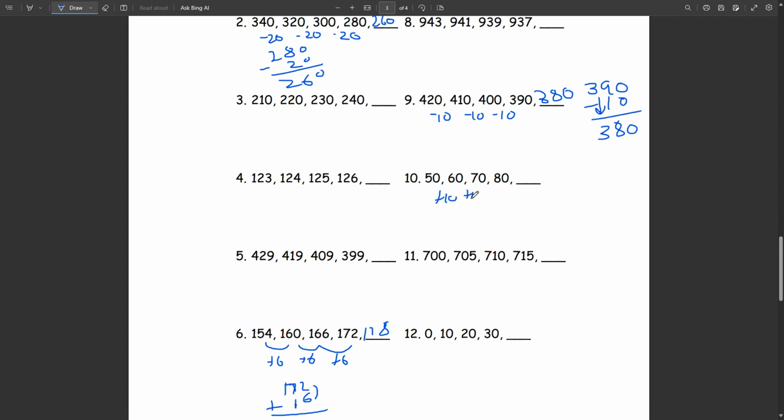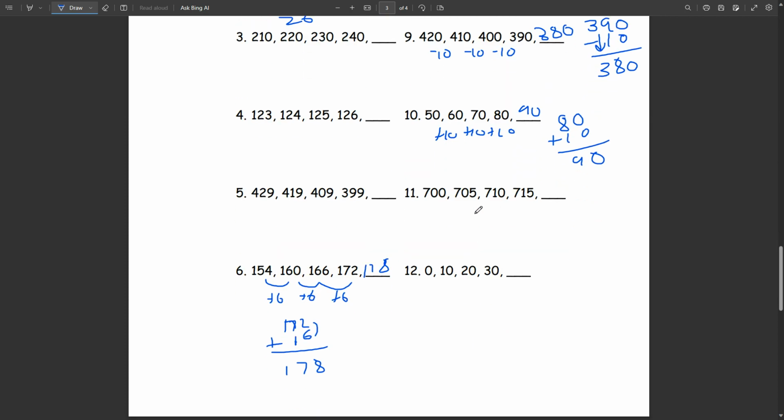Number 10 goes 50, 60, 70, 80. This one's really easy. It's just adding 10s every single one. So 80 plus 10, 90. So your answer is 90.